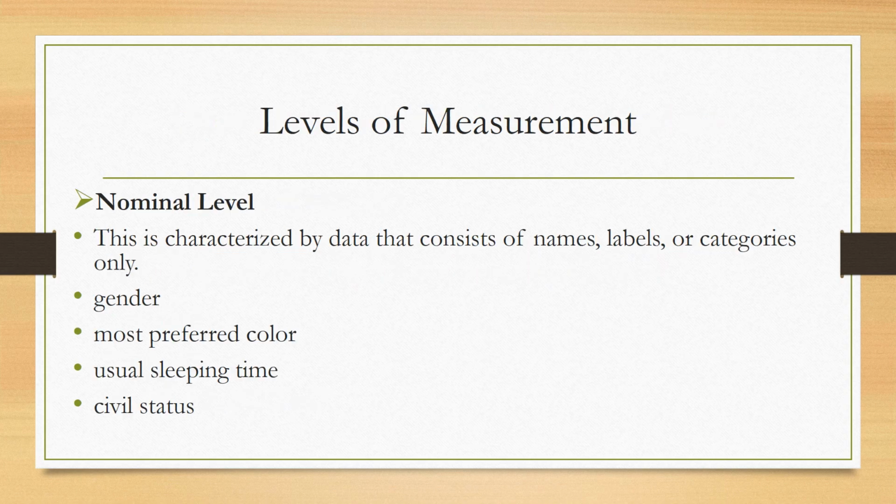So, we have 4 levels of measurement. The first one is the nominal level. Nominal level is characterized by data that consists of names, labels, or categories only. These are examples of nominal level: gender, most preferred color, usual sleeping time, civil status.